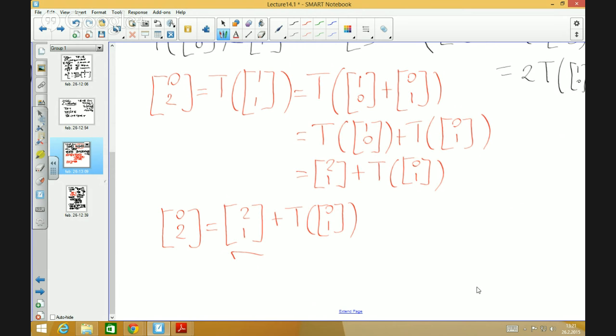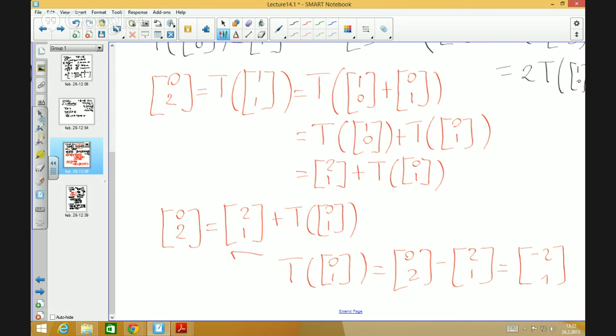So this is actually telling us that T of (0, 1) is equal to (0, 2) minus the vector (2, 1), which is (-2, 1). You know, vectors are like numbers. You can subtract them from one another. Okay, but now it's easy.